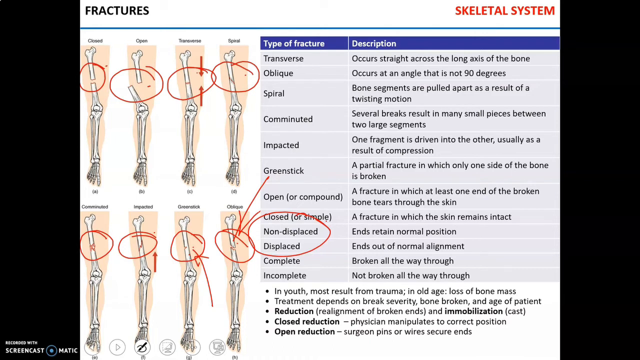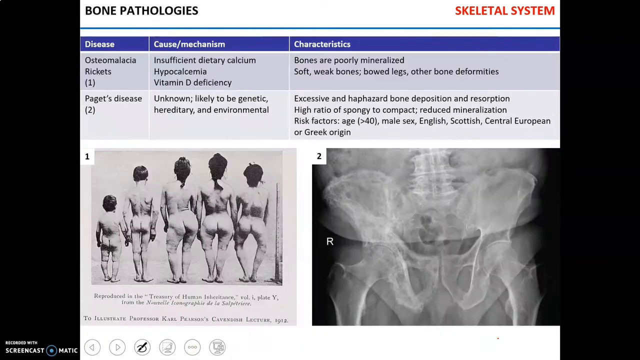In children and middle-aged adults, it's usually the result of trauma. In old age, the main reason for formation of a fracture is the loss of the bone, osteoporosis. Treatment of the fracture requires reduction or realignment of the broken ends and immobilization. Closed reduction is when a doctor can manipulate bone ends into the correct position without a surgery. Open reduction is when a surgeon secures the ends of the broken pieces using pins or wires.